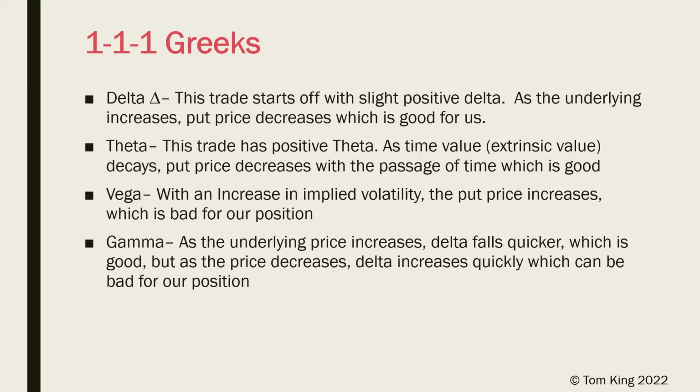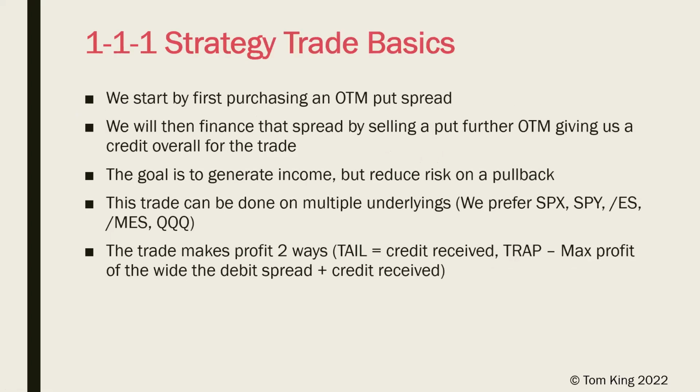If implied volatility increases significantly, it's going to increase those put prices, which is not going to help our position here a lot at all. So we want to make sure we're aware of that. And then gamma: if the underlying price increases, that delta is going to fall quicker, which is good. But as that price decreases, that delta can increase quickly, which could be bad. So I know it's a little confusing, but from a Greek standpoint, it's a pretty good setup on the Greeks.